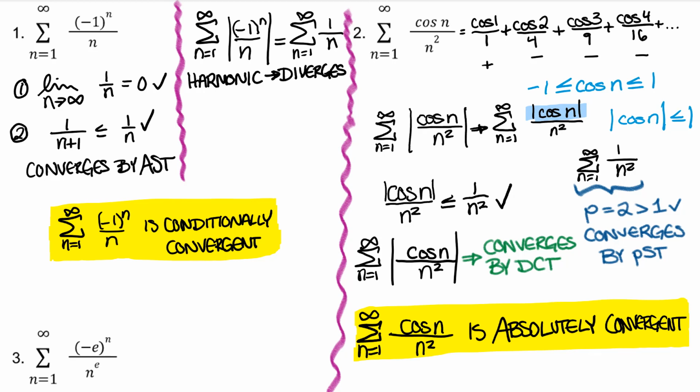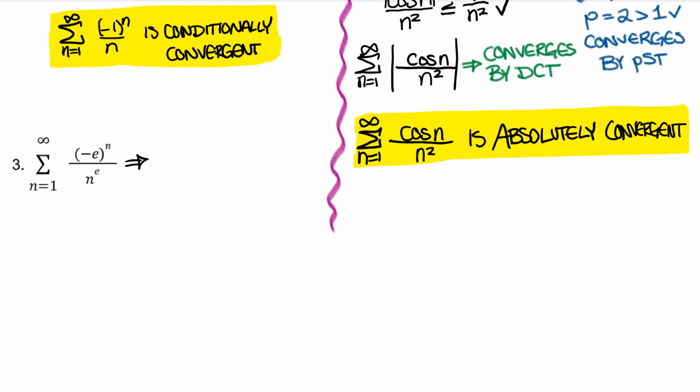Let's take a look at this final series. It's also an alternating series. We can take out that alternating part to see it better.